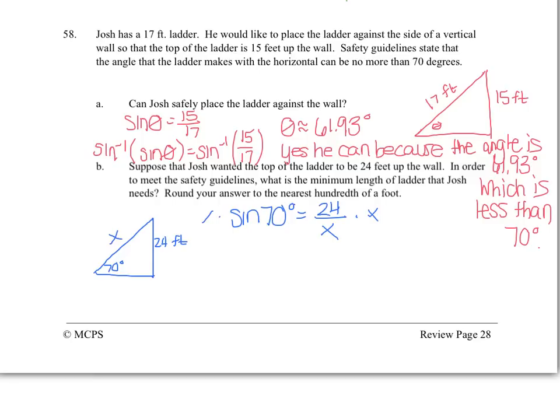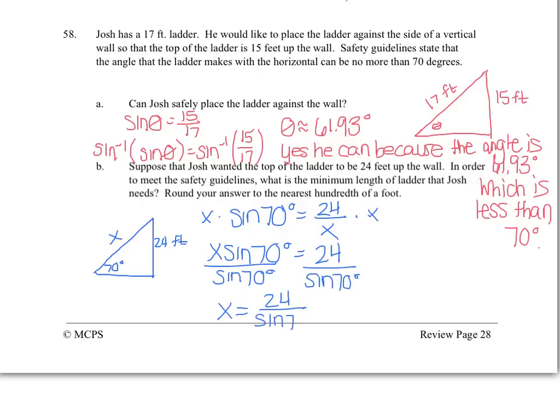I'm going to multiply both sides by x. So I have x times the sine of 70 degrees equals 24. Now to get x by itself, I'm going to divide by the sine of 70 degrees. So what I know is x equals 24 divided by the sine of 70 degrees. And when I put that in my calculator, I get x is approximately 25.54 feet. So that is the minimum length of ladder that Josh needs in order to meet the safety guidelines.